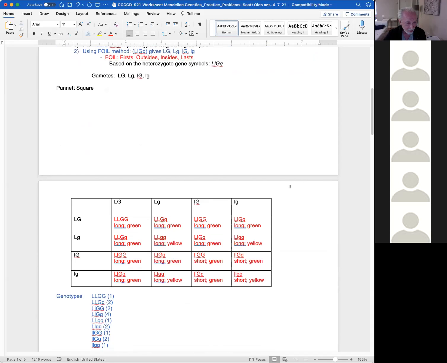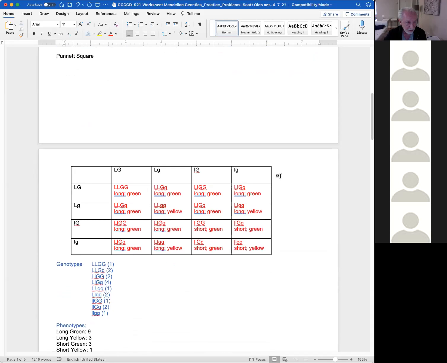And so we make a Punnett square, listing the gametes on each axis. Across the top, big L, big G, big L, little g, and so on. Same thing on the other axis. And then we can fill it in. I'm not going to go through all of these, but you can see what happens. Big L, so you have big L, big G, and so on.